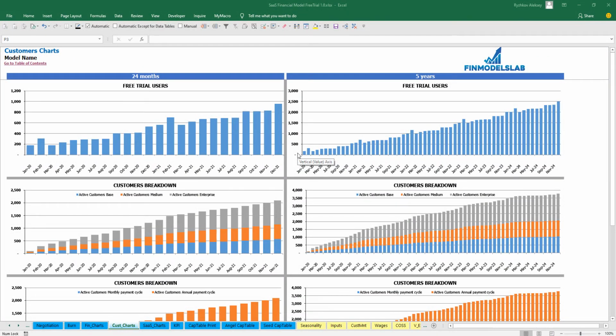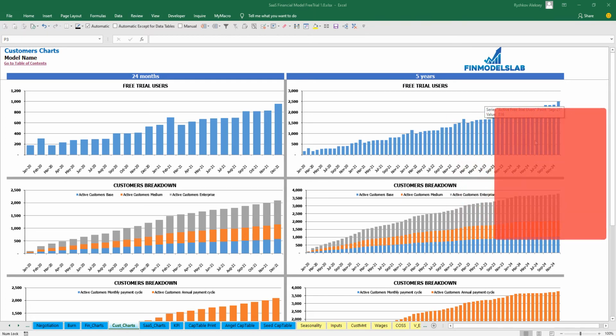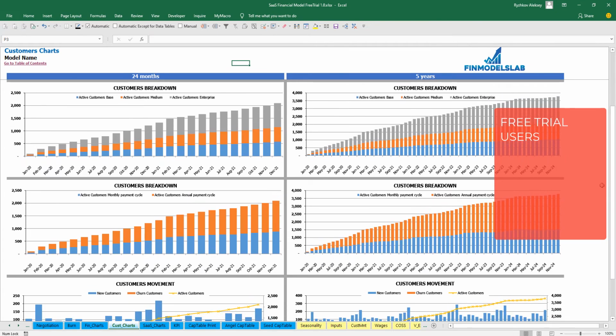On the Customer Charts tab, you may see 2 sets of charts with main customer metrics: 2 years broken down by months and 5 years broken down by months. On the first set of charts you may see the free trial users, which means the active free trial users by months. The next chart will show you the customer breakdown by main revenue streams, base, medium, and enterprise by default.